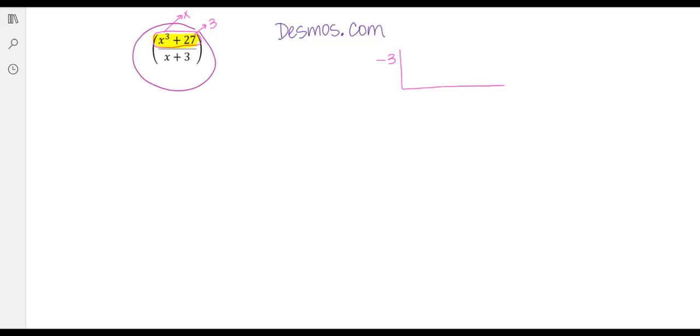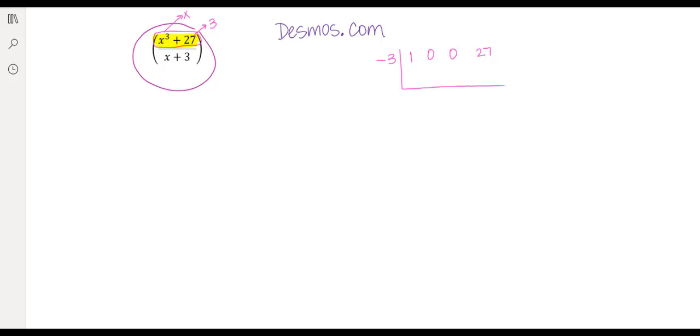I'm going to divide by -3 since that's the solution of the x plus 3 factor when set equal to 0. And then my numerator is 1x cubed, 0x squared, 0x plus 27. Just don't forget your zeros when you're using synthetic division. It has to be perfect descending order.